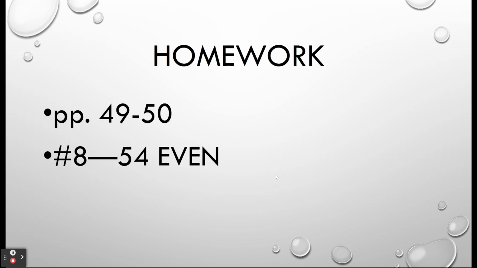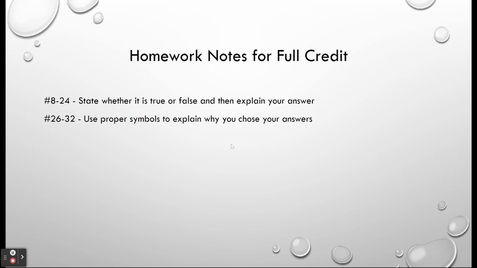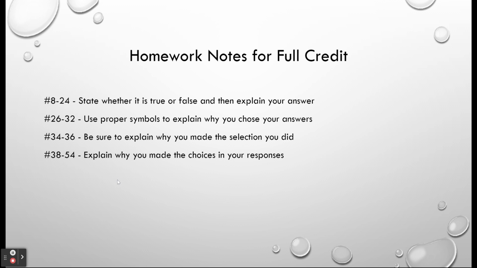Anyways, on to your homework. We're looking at pages 49 to 50, and you're going to do 8 to 54 even. As we're moving forward, to get full credit for numbers 8 to 24, you're going to state whether they're true or false, and then explain why you chose true or false. For 26 to 32, use proper symbols to explain why you chose your answers. For numbers 34 and 36, explain why you made the selection you did. And for numbers 38 to 54, explain why you made the choices in your responses. Those are more word-problem type problems, so make sure you explain the reasoning behind it.